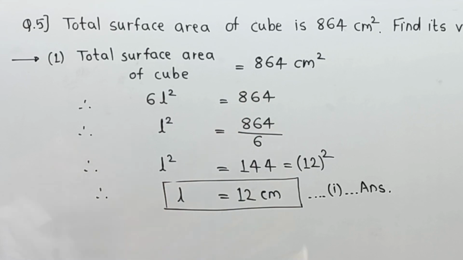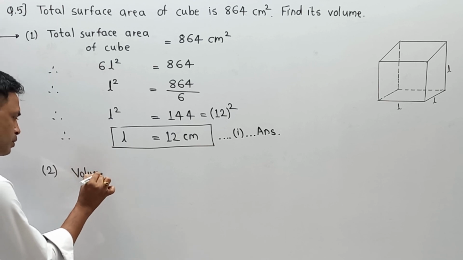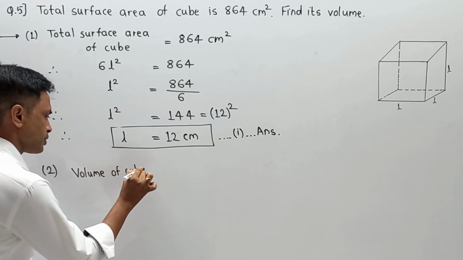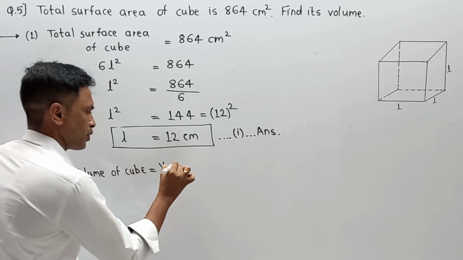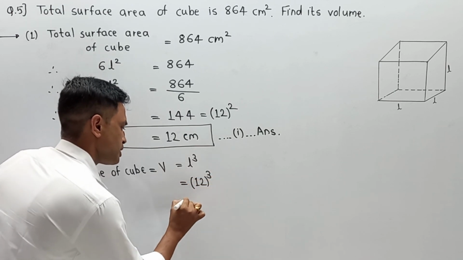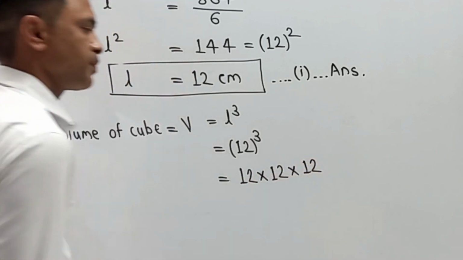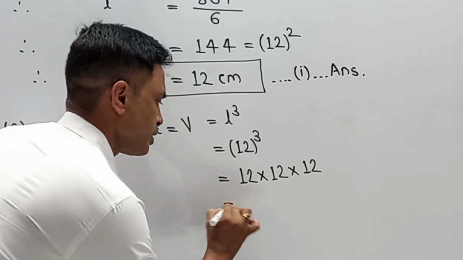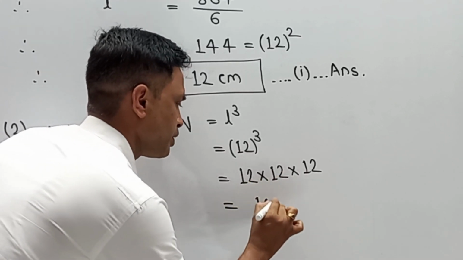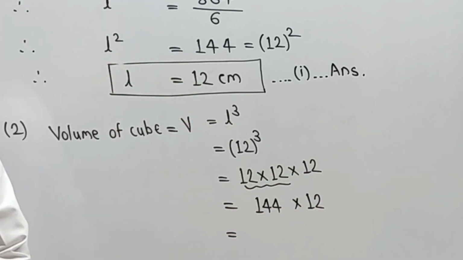Now with the help of that we have to calculate its volume. So the second part is the volume of the cube. Therefore volume of cube is equal to V, and the volume of a cube is nothing but L cube, means 12 cube. Simply we can say that 12 into 12 into 12. Now we know this product, 12 into 12 is 144, first part into 12.